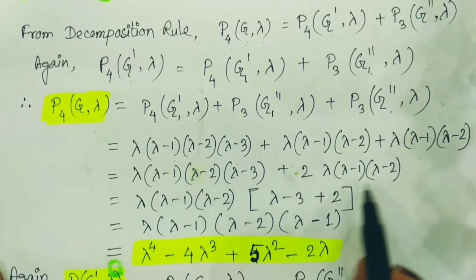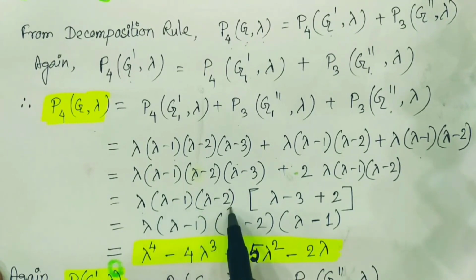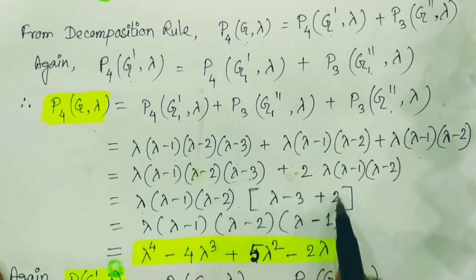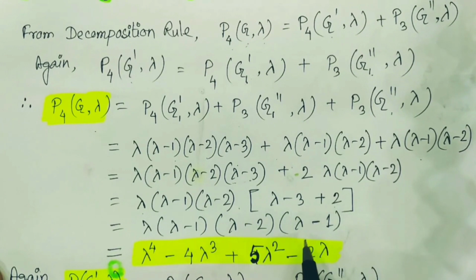And from these terms, we can take common lambda into lambda minus 1 into lambda minus 2. After taking this common, this part will be remaining, and from here it is the 2 only remaining. So if we simplify, we will find this leads us to lambda minus 1. So if we multiply all those, then we will find lambda to the power 4 minus 4 into lambda cube plus 5 into lambda square minus 2 lambda, which is the chromatic polynomial for the given graph.